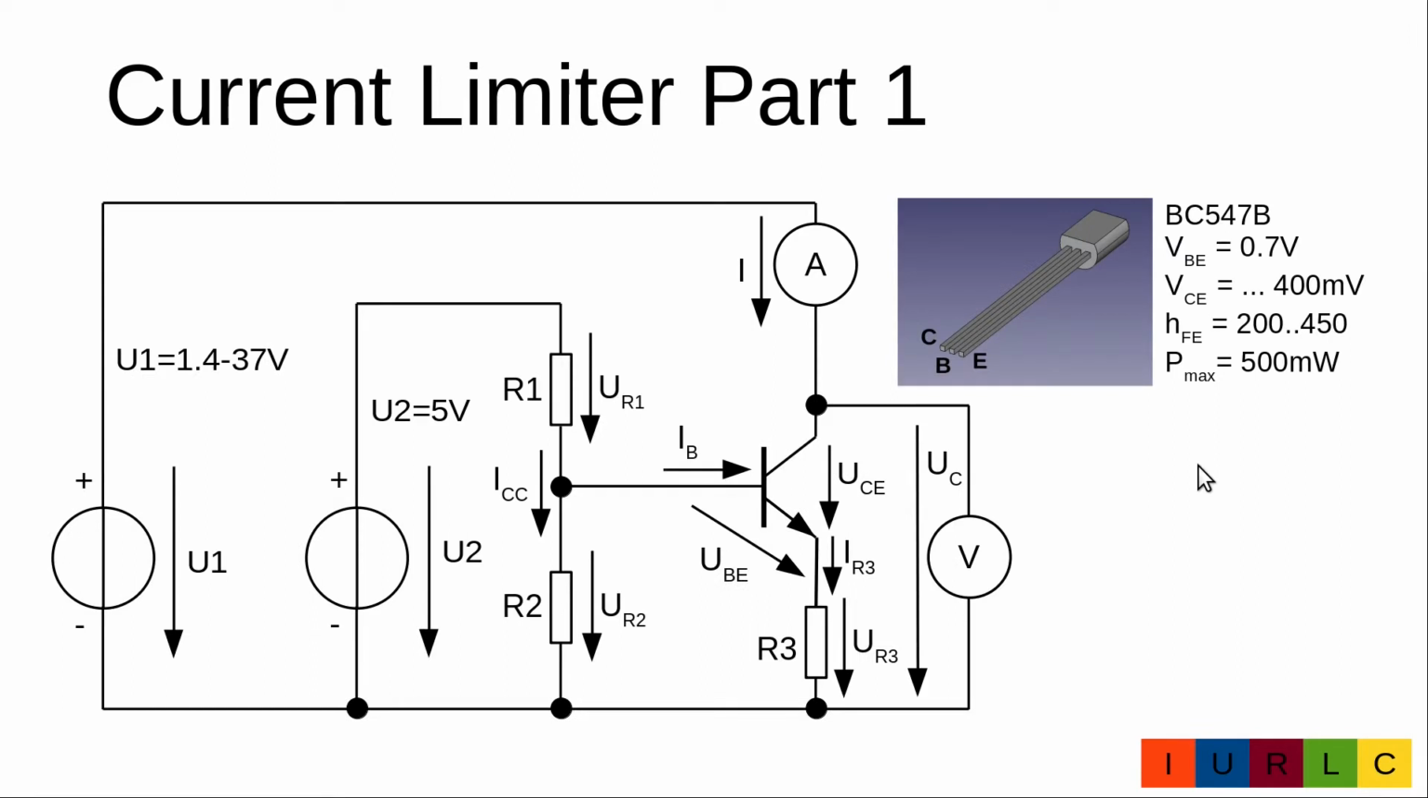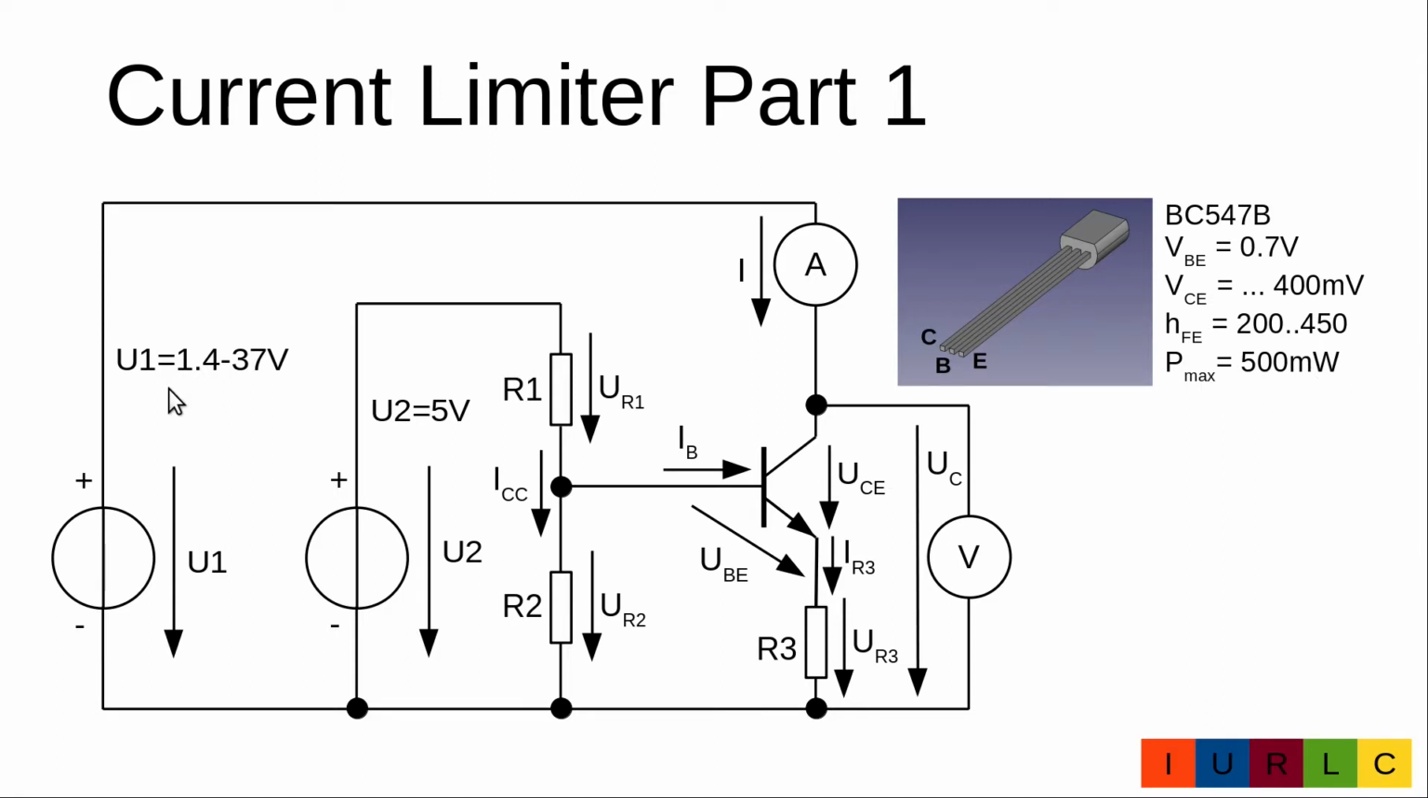For our example, we need the following data from the datasheet. Base emitter voltage 0.7 volt, minimum collector emitter voltage in the normal operating range 400 millivolt, amplification 200 to 450, and maximum power dissipation 500 milliwatt.